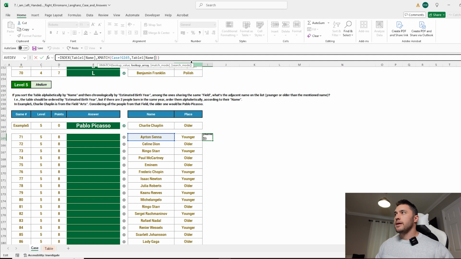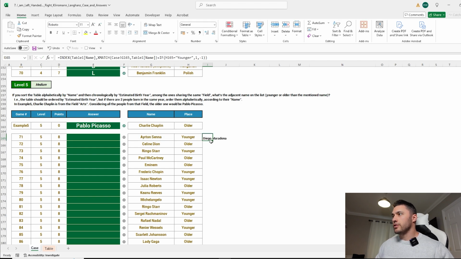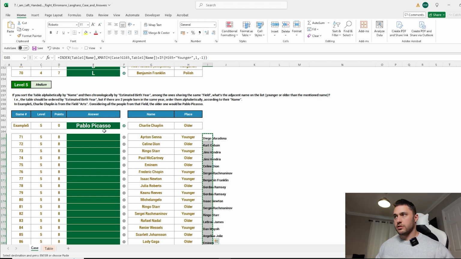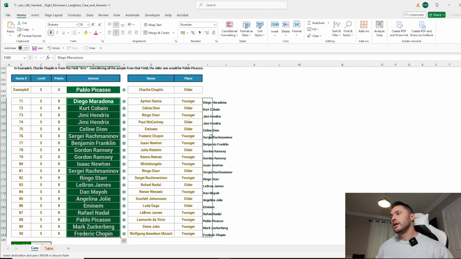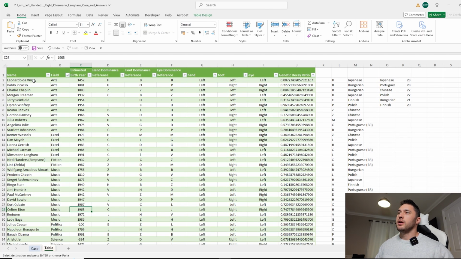So then we're going to say plus, if this is younger, then what do we say? +1, otherwise -1. And we should have our answers. Again, in the original thing, I wasn't quite as smooth as this. I did a data table, pulled out everyone from a given field, and then did it that way.